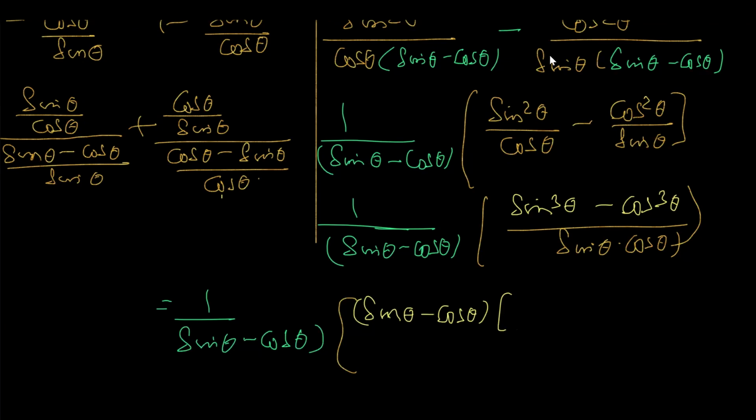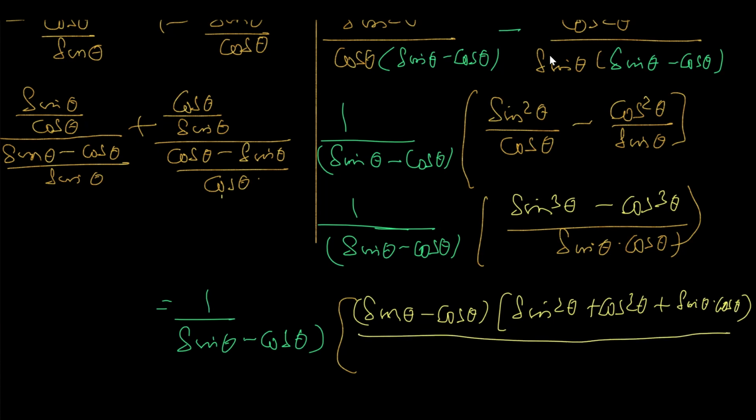So this is sine square plus cos square and then plus ab, that is plus sine theta dot cos theta, bracket closed. Below we have sine into cos, sine theta dot cos theta, the denominator. No change in the denominator, just the identity over. So what you can see from now, this is also sine minus cos, right? This is sine minus cos and this is also sine minus cos. So we can cancel them.